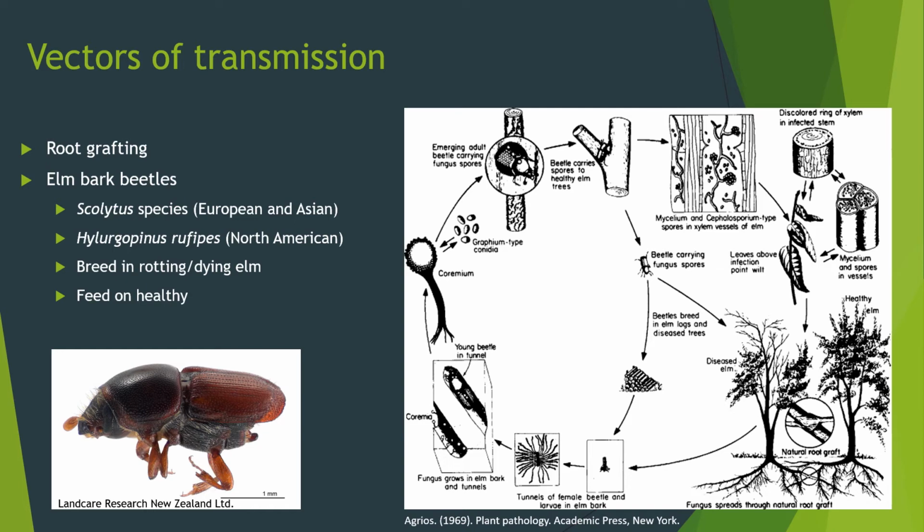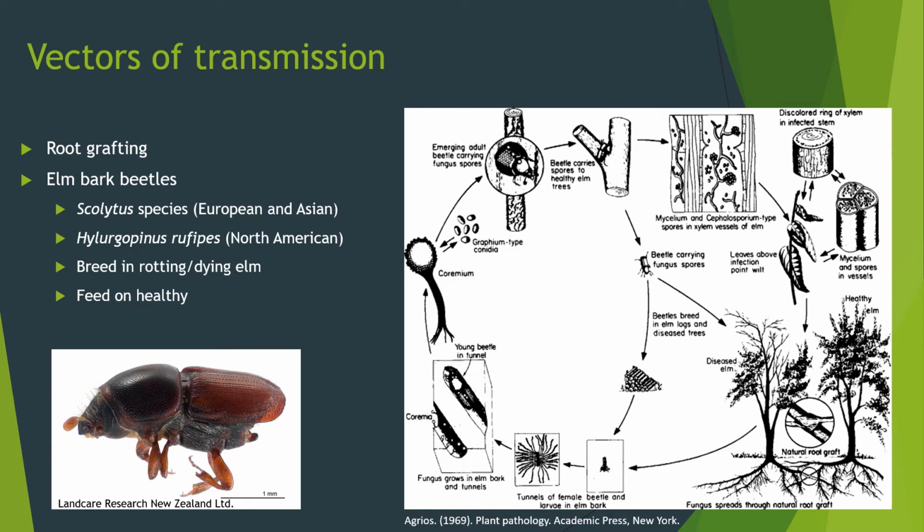How does it get from tree to tree? There's a couple different ways. Root grafting occurs in elms, so if they're planted close enough together, they will actually join roots to shunt nutrients and water to each other. This is known as grafting. The fungus is able to colonize the roots and then transfer from a diseased tree to a healthy tree, and then both are in trouble.